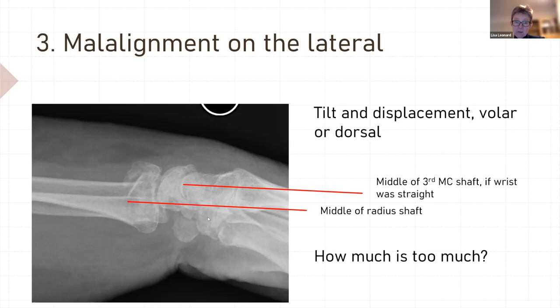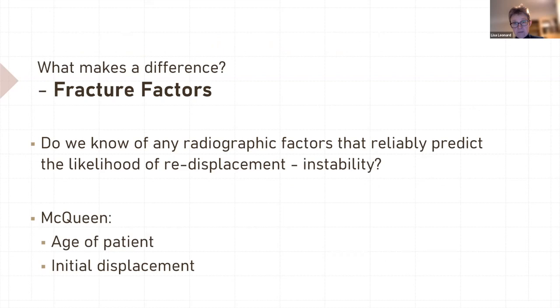But something like this, which is quite badly displaced and is teetering on the edge of the radial cortex, also makes me concerned. So that's pretty much it for my radiographic measurements. I don't spend a long time with a goniometer and a tape measure in clinic.